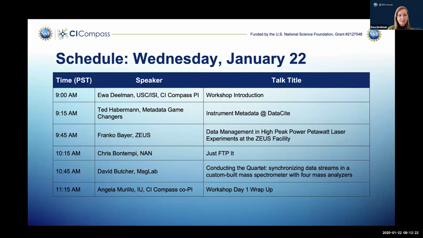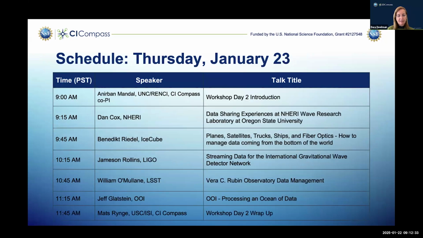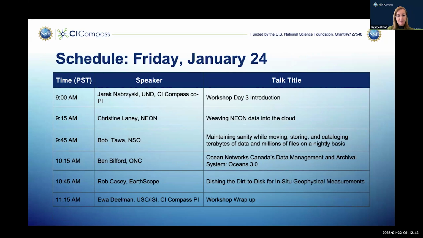So we have a great schedule over the next 3 days, starting every day at 9 p.m. Pacific. Today we have 4 talks, and on the following days we have additional talks by the various major and mid-scale facilities, as well as cyberinfrastructure projects that work in this area of data collection, from collection to first storage.